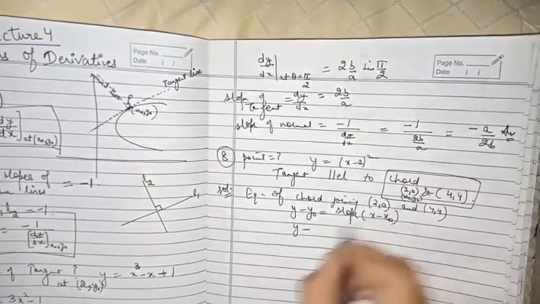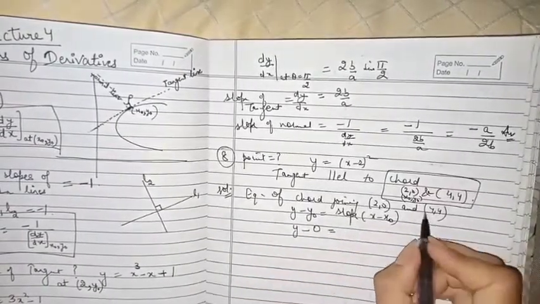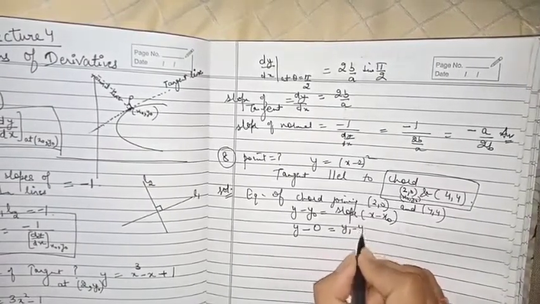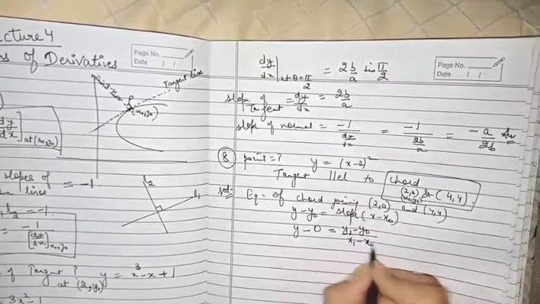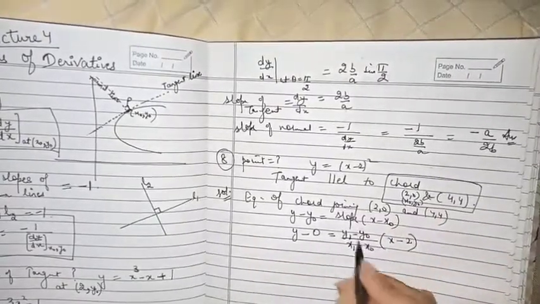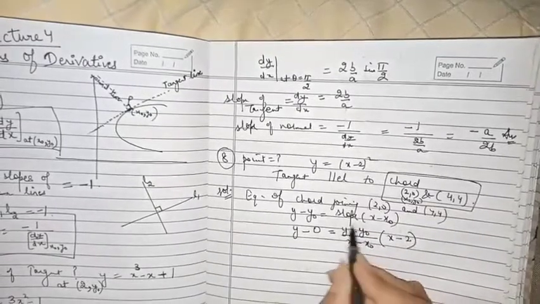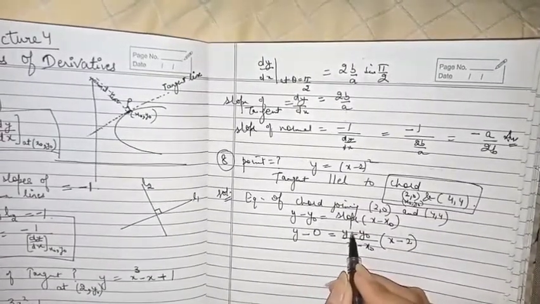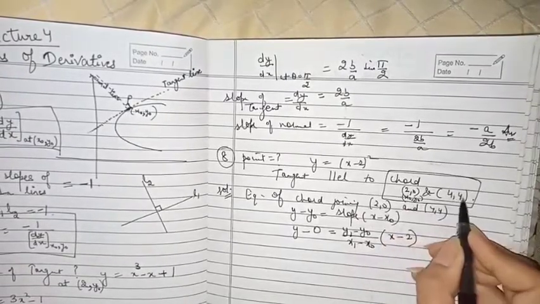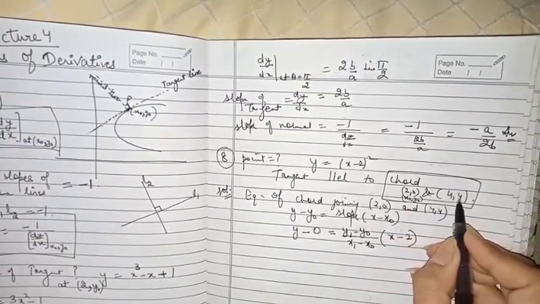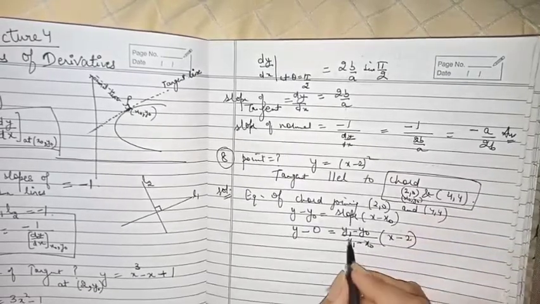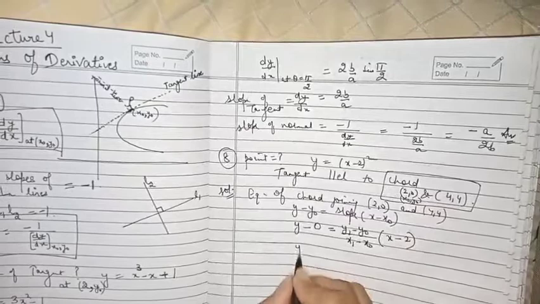Y minus y naught, which is 0, times slope. Now what is slope? It is y1 minus y naught over x1 minus x naught, times x minus x naught. X naught is 2. Here I have used the concept of the slope of a line having 2 points, the 2-point form. If this is point x1 y1, this is x2 y2, then what is the slope of this line? It is y2 minus y1 over x2 minus x1. So that result is used here.